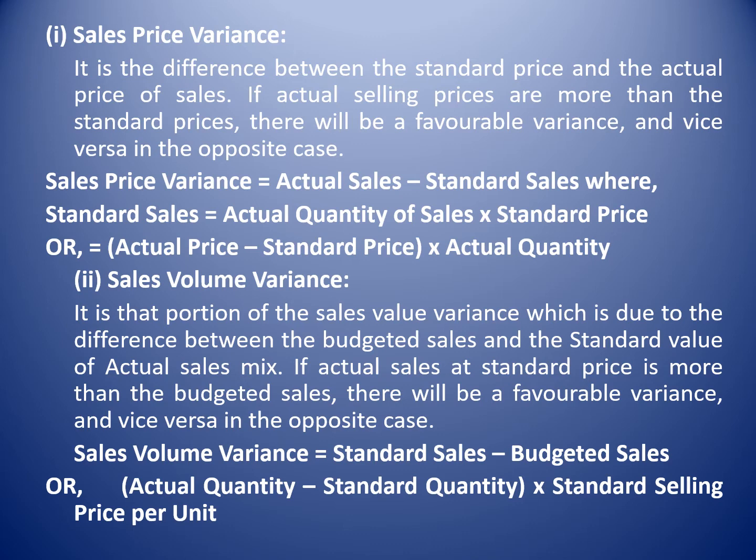Then sales price variance. It is the difference between the standard price and the actual price of sales. If actual selling prices are more than the standard prices, there will be a favorable variance, and vice versa in the opposite case. Sales price variance equals actual sales minus standard sales, where standard sales means actual quantity of sales into standard price, or actual price minus standard price into actual quantity.